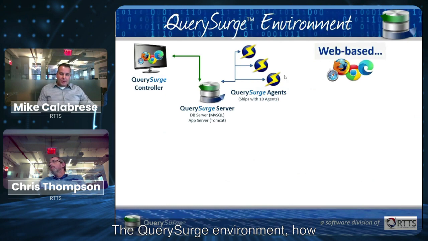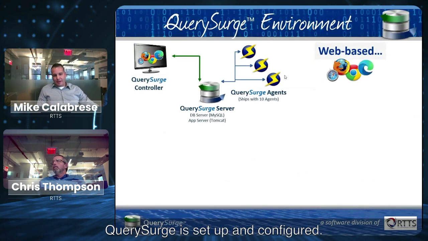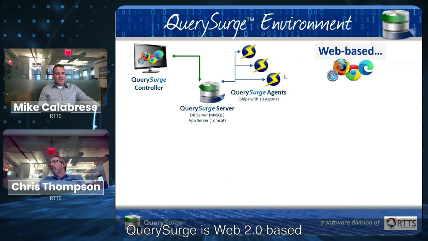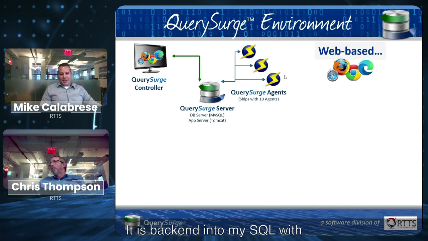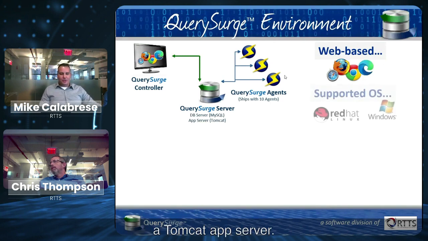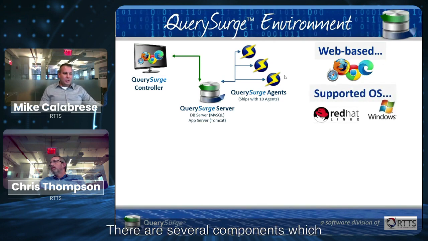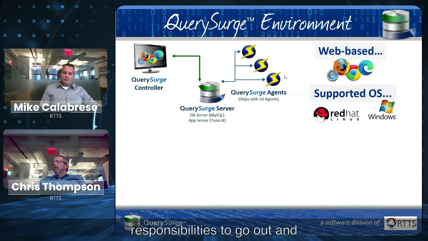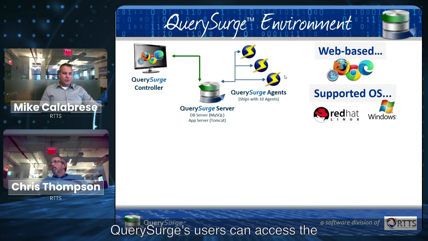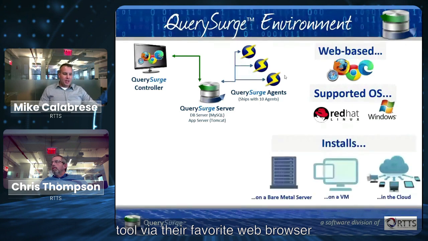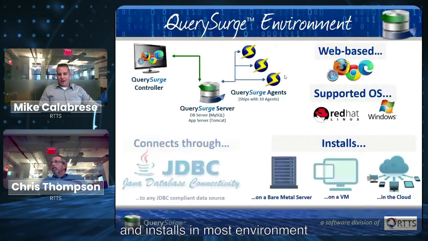The QuerySurge environment, how QuerySurge is set up and configured. QuerySurge is a Web 2.0 based application. It is backended in MySQL with a Tomcat app server. There are several components which we call agents, and their main responsibility is to go out and execute the tests, fetch the data from the various data sources. QuerySurge users can access the tool via their favorite web browser, and it installs in most environment setups.